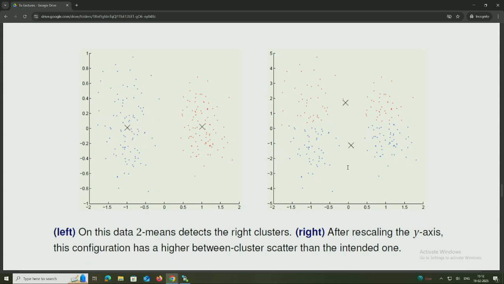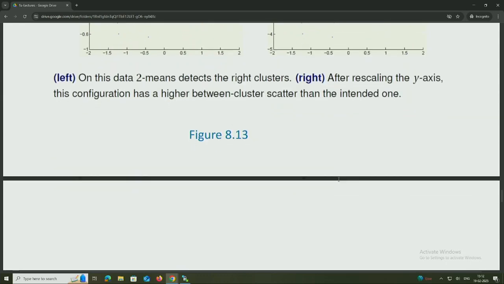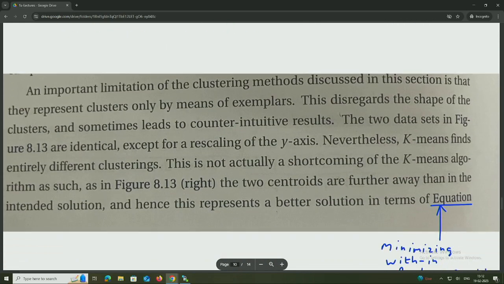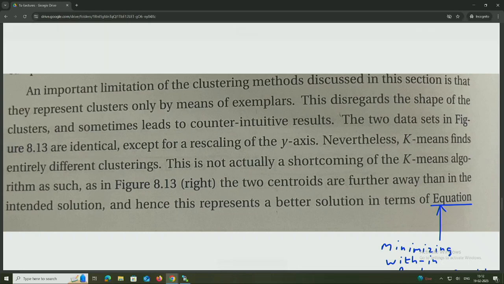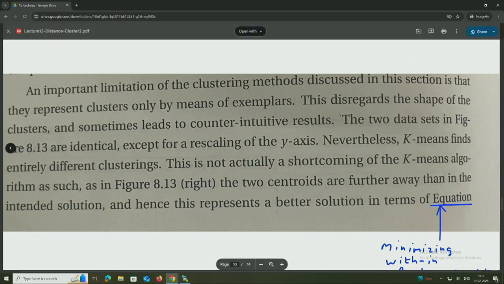So that is what I have written in the next slide. Let's read it. An important limitation of clustering methods is that they represent clusters only by means of exemplars. We are only after the mean value, which is a numeric value. It is not taking the shape of the data in its construction. This regards the shape of the cluster, sometimes giving counterintuitive results.